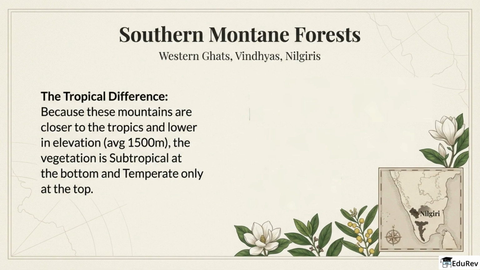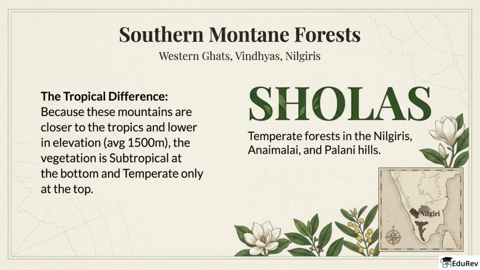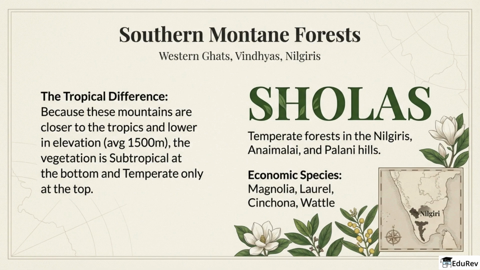Now comes the key term, sholas. Sholas are temperate forest patches found in the higher parts of the Nilgiris, Anaimalai, and Palani hills. In simple terms, they are compact montane forest pockets surrounded by grasslands in the southern highlands. The economic species mentioned here are magnolia, laurel, cinchona, and wattle. Do not confuse sholas with Himalayan alpine forests. Different latitude, different altitude logic.